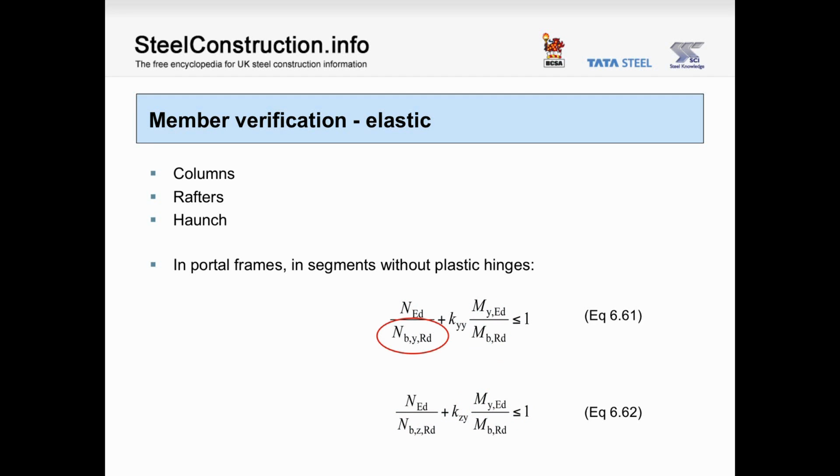We need to calculate the in-plane or the major axis flexural buckling resistance and the minor axis flexural buckling resistance. We need to calculate the lateral torsional buckling resistance, and we need to determine the interaction factors or the K factors.